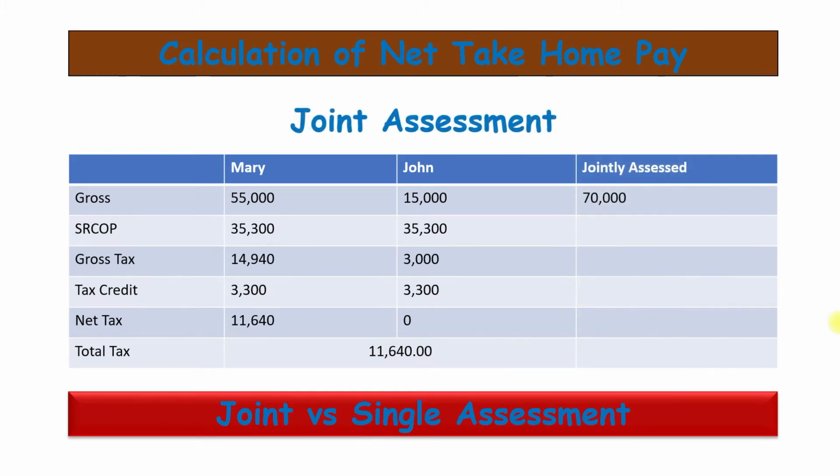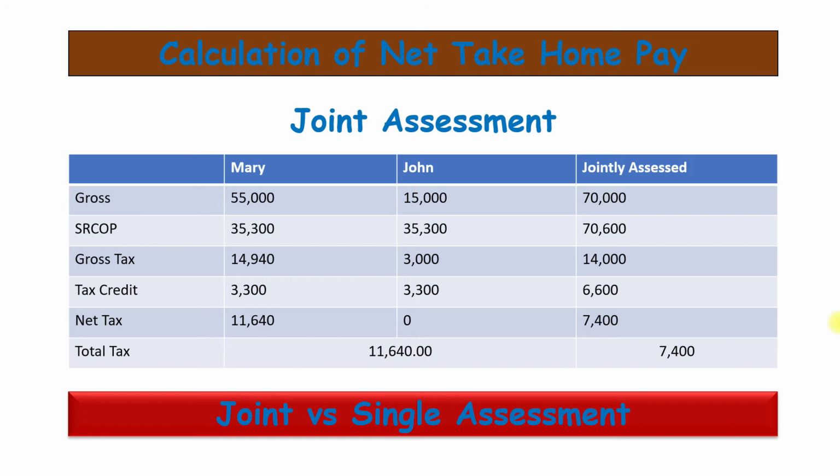To calculate their tax under joint assessment, we can start by adding their gross pay to give a joint gross of $70,000. If we add their cutoff points, we get a joint cutoff point of $70,600. Immediately we can see that the joint gross is less than the joint cutoff point, therefore there will be no 40% rate applied. We also add the two tax credits, giving us a total tax credit of $6,600. We then complete the calculations as normal, ending up with a net tax figure of $7,400.